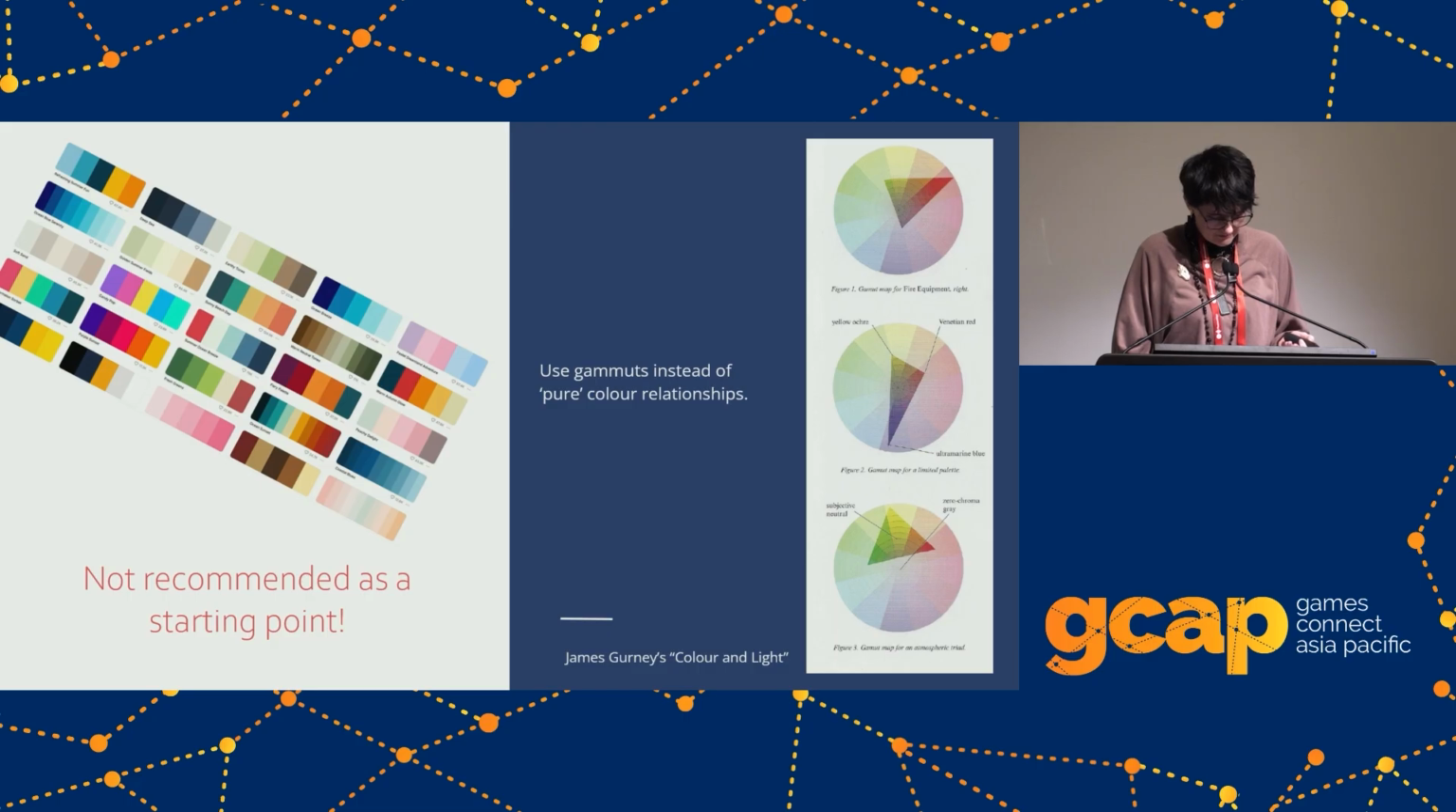If you do want to make a sort of color scheme limitation, analogous colors, complementary colors, triads. Use more of a gamut style so that you still have a lot of neutrals to work with.